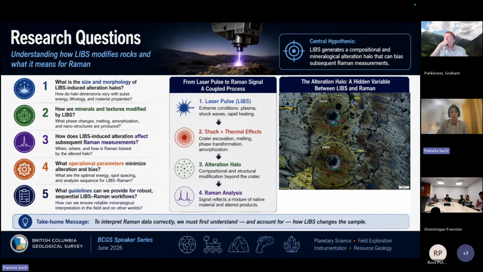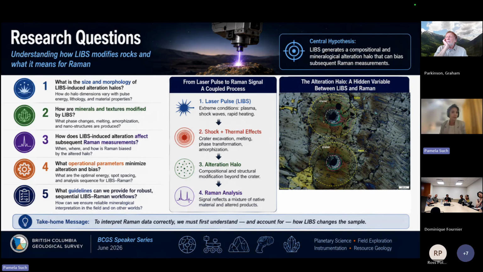So LIBS is a laser. Sorry, I haven't explained what LIBS was, but I assume everyone knew. LIBS is laser-induced breakdown spectroscopy. So basically, it's a very potent laser that we shoot at the sample. It will practically evaporate the sample, and the plasma of the evaporation will go back to the spectrometer, and then we can analyze which elements were in the sample.